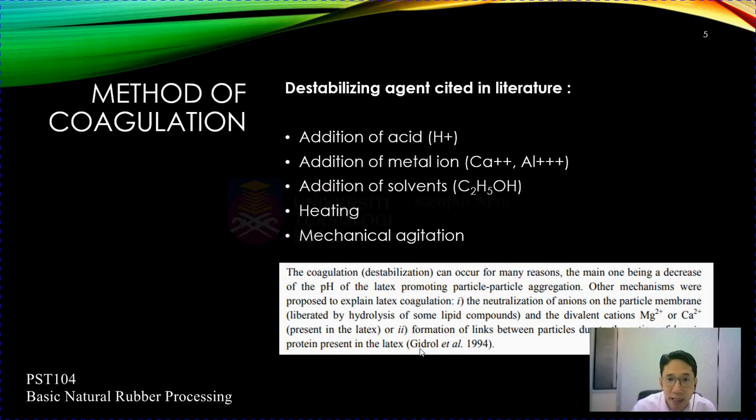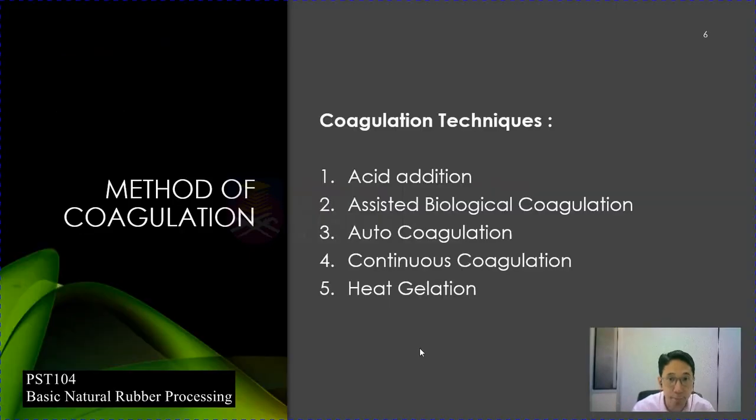Coagulation or destabilization can occur for many reasons. The main one is a decrease in the pH of latex, promoting particle-particle aggregation. Other mechanisms were proposed to explain latex coagulation: the neutralization of anions on particle membranes liberated by hydrolysis of some lipid compounds, and the divalent cations present in latex. And finally, the formation of links between the particles due to the action of heavier protein present in latex.